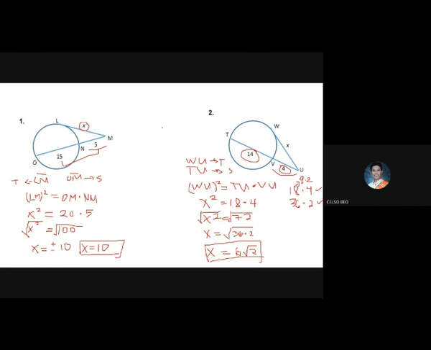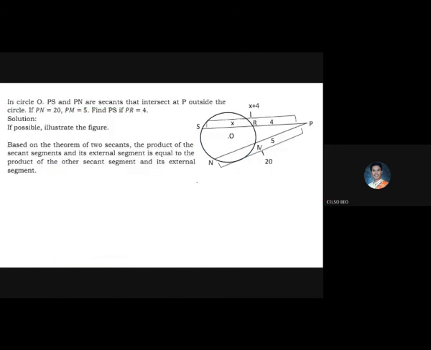Okay. So, tignan natin kung meron pa. So, let's say we have here a word problem. Although, naka-ready naman na yung diagram niya. In a circle O, PS and PN are secant line. Okay? Bakit siya secant line? Then, they also have a intersection outside the circle at point P. If PN, ito raw, yung PN daw ay 20 at yung PM ay 5. The question here is what will be the value of PS kung yung PR daw ay 4.